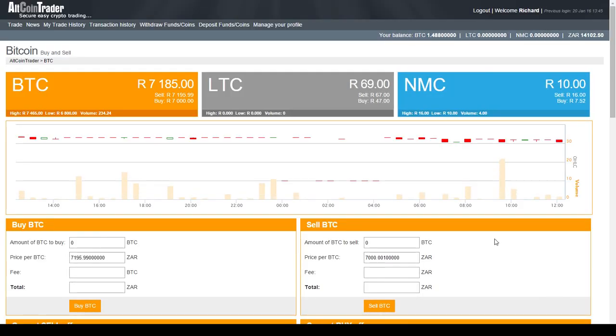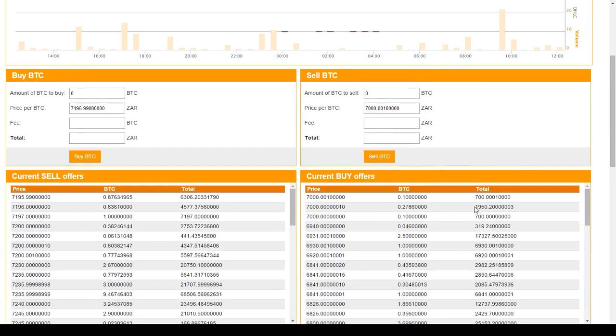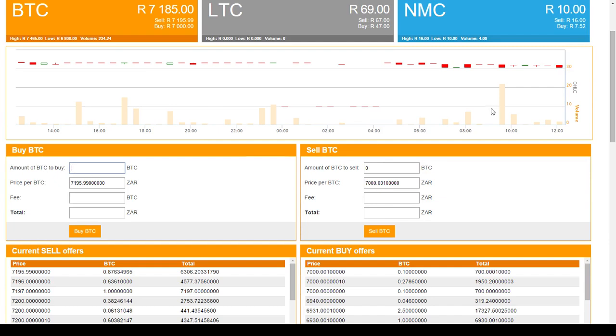Now, the last point I want to make with buying Bitcoins is a lot of people say they want to buy, let's say for example, 700 Rands worth of Bitcoins, and they're not sure how to do this. If you wanted to buy 700 Rands worth of Bitcoins, you could come in here and work with us. If you put one, you would see it's 7,000. That's not what I want. I want to put in 0.1.